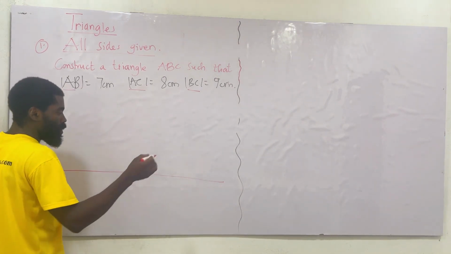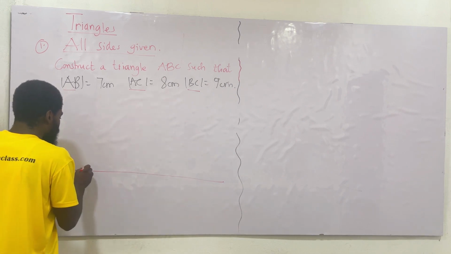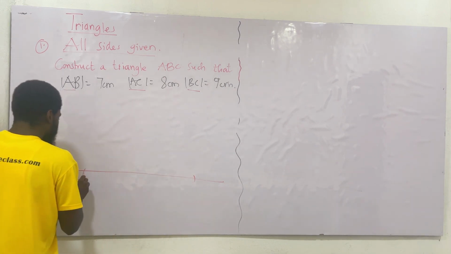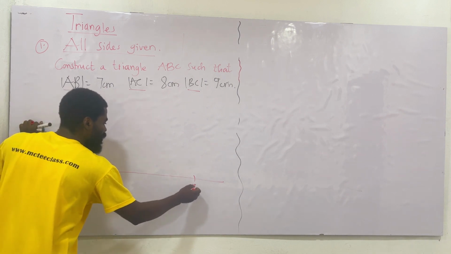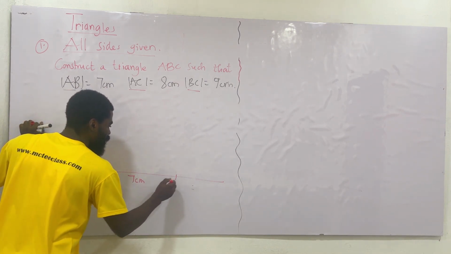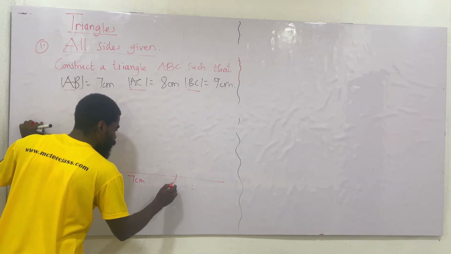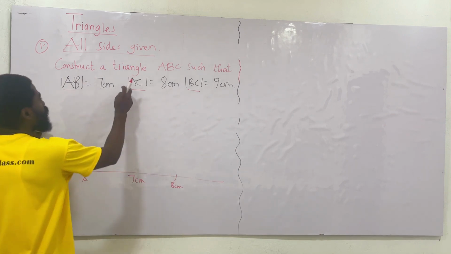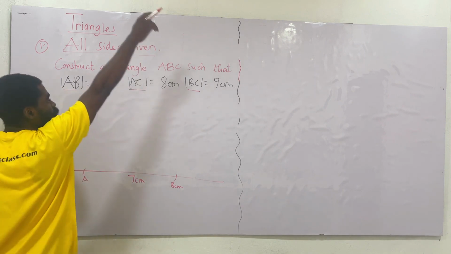I need 7 cm. Copy my compass, get my 7 cm here, then there, so I get my AB, which is 7 cm. Let me shorten the 7 cm a little. So let's say this is 7 cm. Now the question says what? AC. We don't know C, but AC is 8 cm.